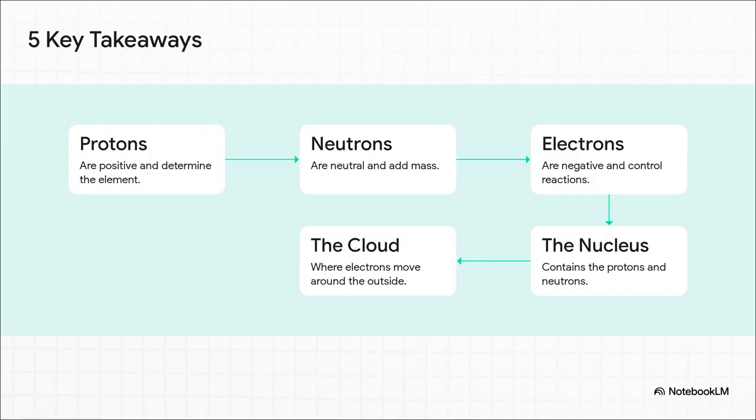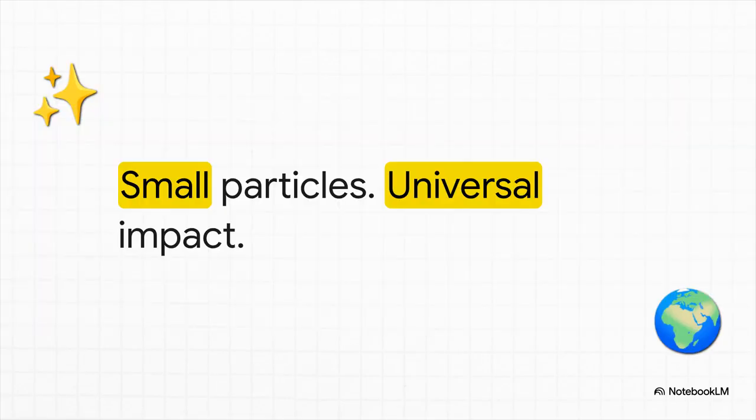So let's do a quick lightning round of the key takeaways. Number 1, protons are positive and they define the element. 2, neutrons are neutral and they just add mass. 3, electrons are negative and they control all the reactions. 4, protons and neutrons hang out in the nucleus. And 5, electrons are zooming around on the outside. Got it? Good.